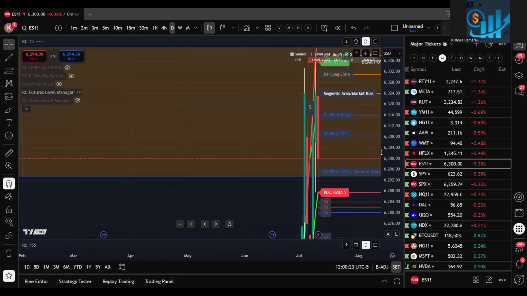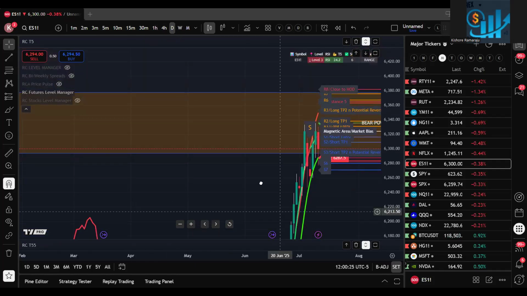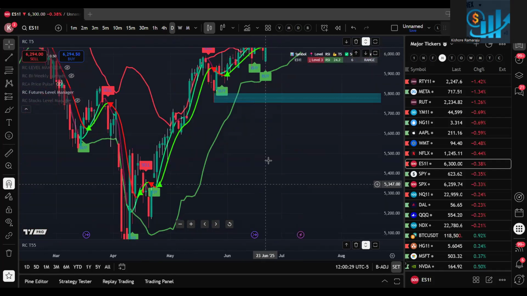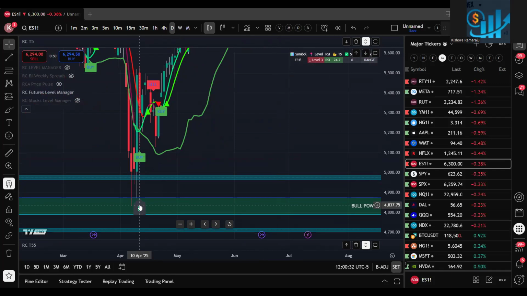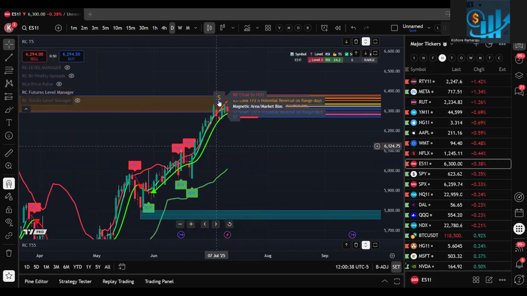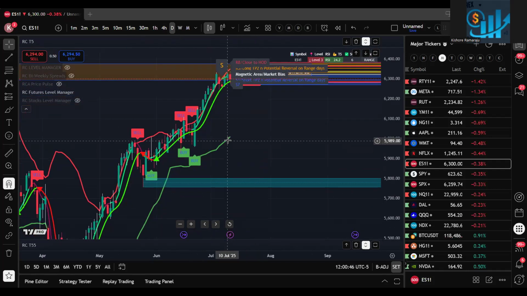For example, if you see in daily, right? For example, in April we got a swing buy, right? Around April 10th, we got a swing buy, scalping buy. Again, now we have a swing sell. Maybe tomorrow we may get a scalping sell. Then there might be a drop, right? Minimum we can expect some 100, 200 point drop.